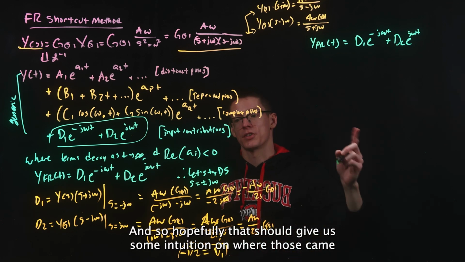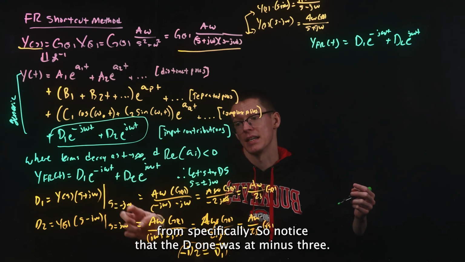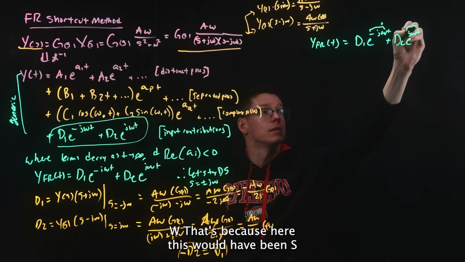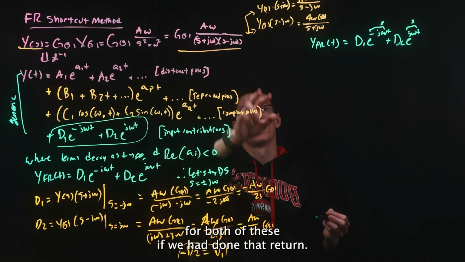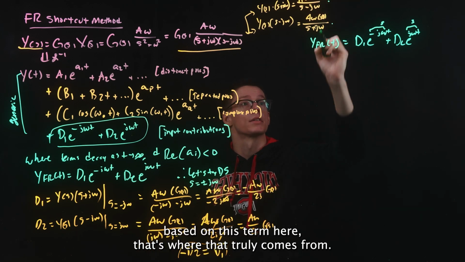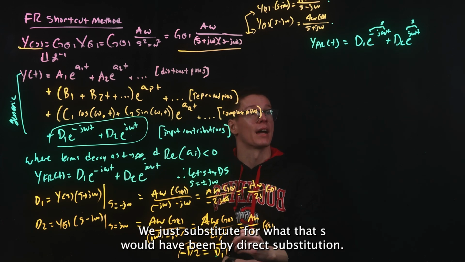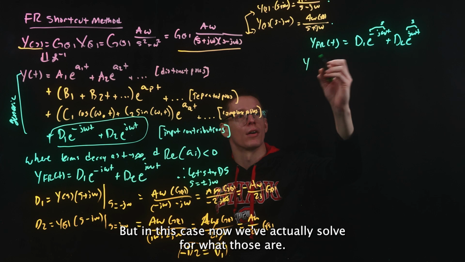And so hopefully that should give some intuition on where those came from specifically. So notice that the d1 was at minus jw. That's because here, this would have been s for both of these if we had done that return. So ultimately what we've really done here, based on this term here, that's where that truly comes from. We just substitute for what that s would have been by direct substitution. But in this case now, we've actually solved for what those are.